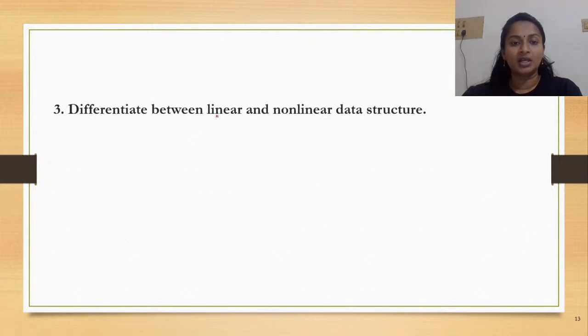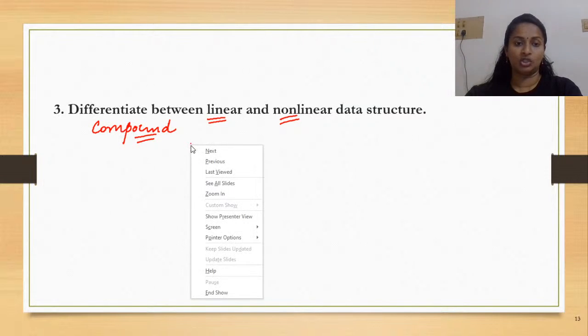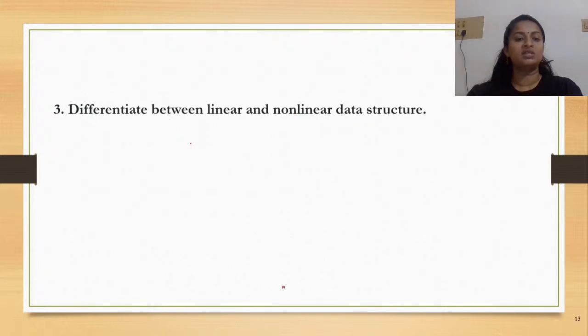Now, from the terminologies itself, we have a small hint on what the data structures are. Prior to going into the differences, I would like to say that these are the classifications coming under the compound data structure. Now, what are compound data structures? Compound or complex data structures are formed using more than one simple data structure. When one or two simple data structures combine to form a complex or compound data structure, they are again classified into linear or non-linear.